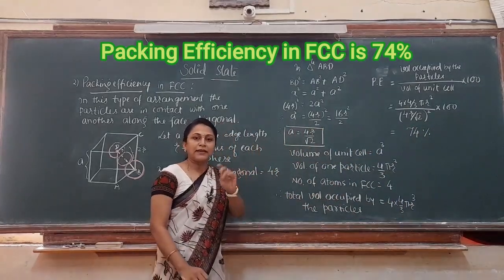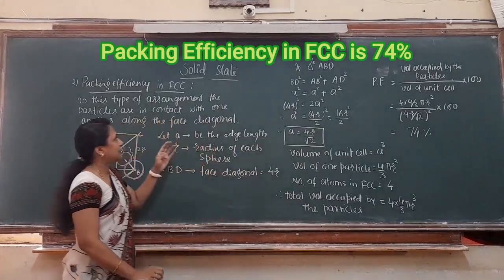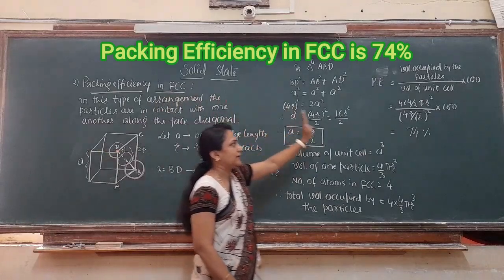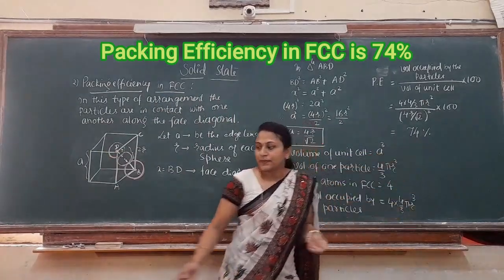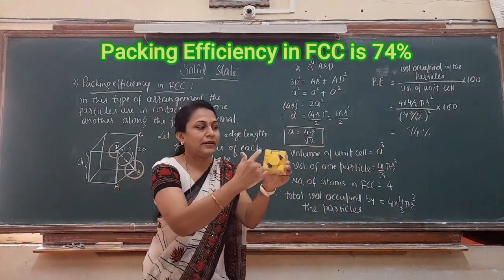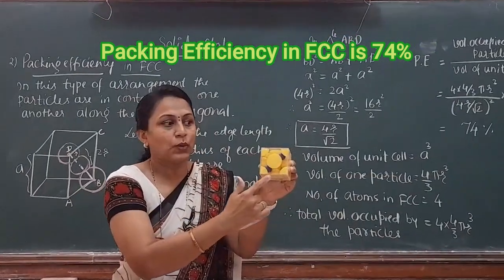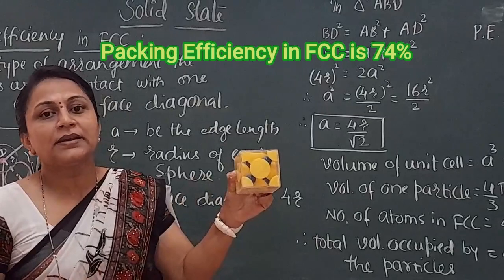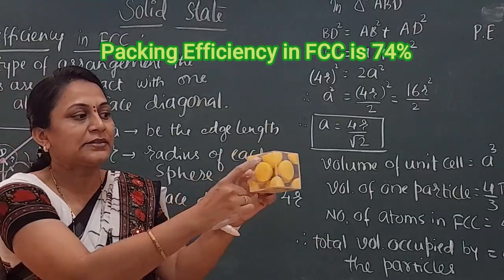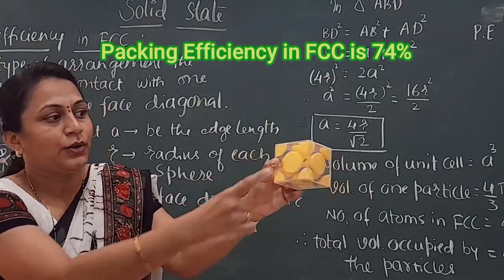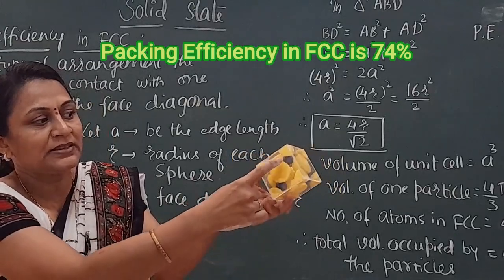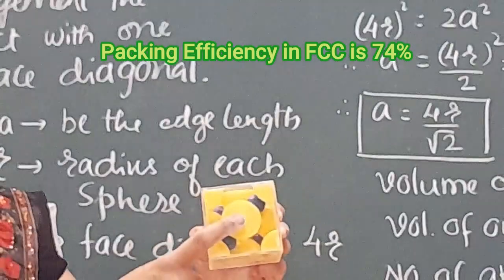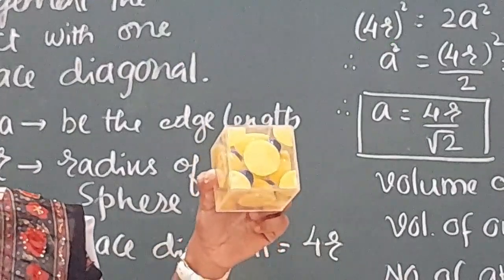That means packing efficiency in face-centered cubic unit cell is 74. That means 74% of the total space is occupied by the particles in face-centered cubic unit cell, and the rest is in the form of gap. You can see the gap here, empty space. So only 74% of the space is occupied by the particles.